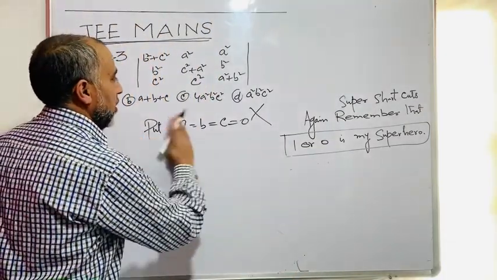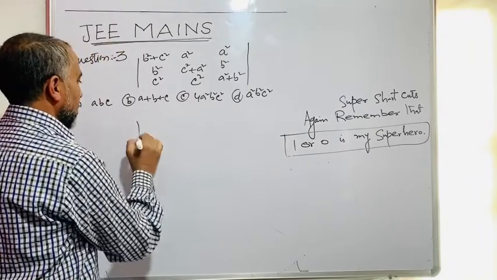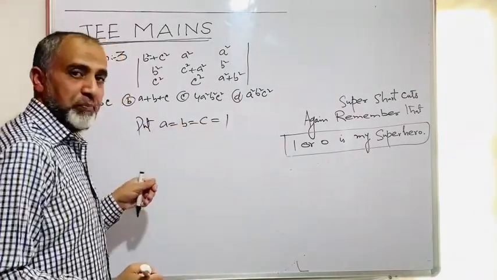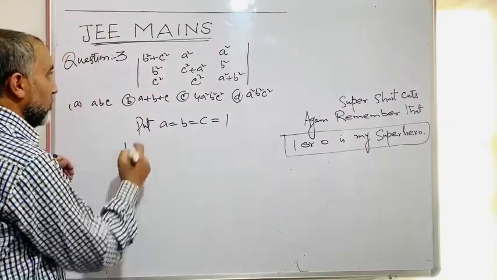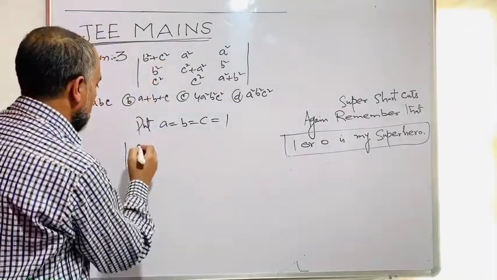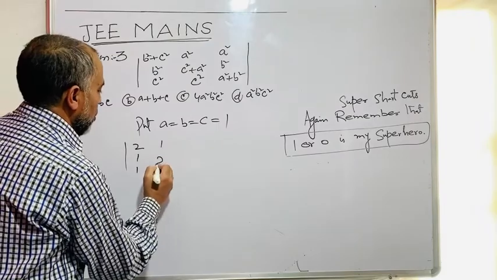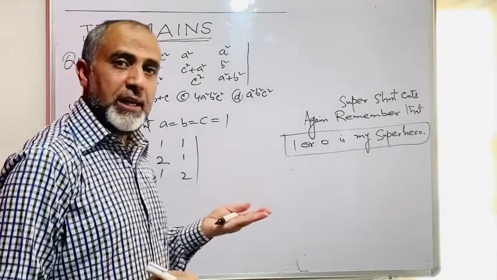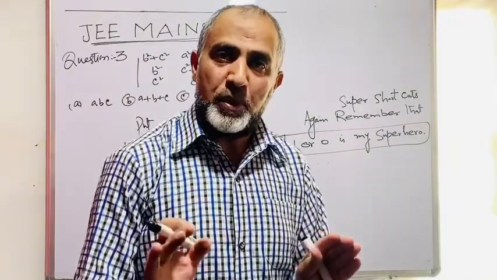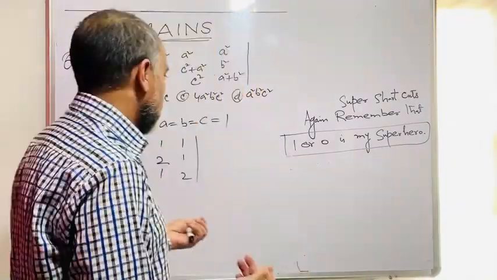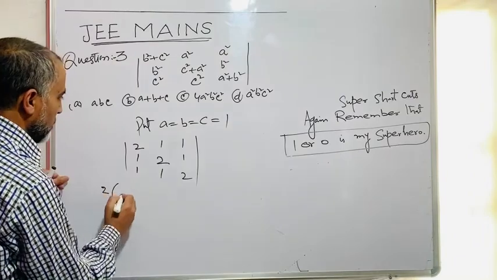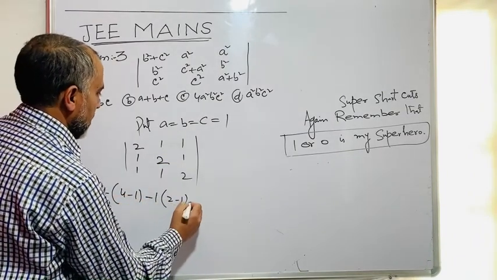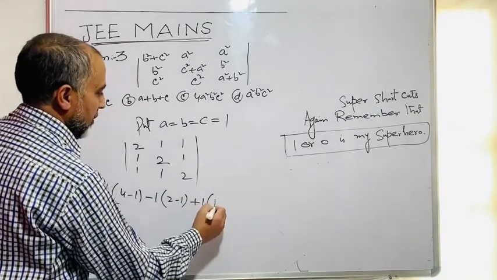Let us now put a equal to b equal to c equal to 1. And the determinant takes the form: 1 square plus 1 square, that is 2, 1, 1, 1, 2, 1, 1, 1, 2. Okay, this has been reduced to a simple three-order determinant. We can expand it with the help of row first: 2 times 4 minus 1, minus 1 times 2 minus 1, plus 1 times 1 minus 2.